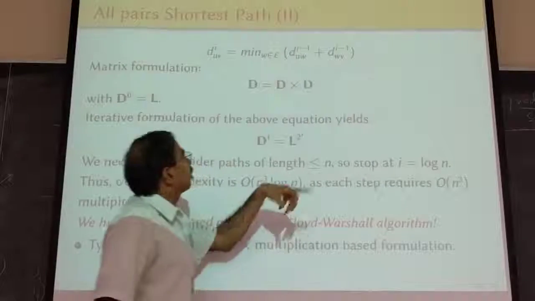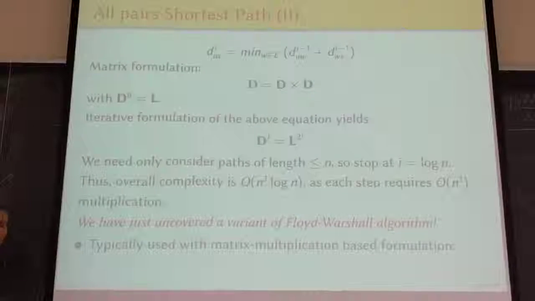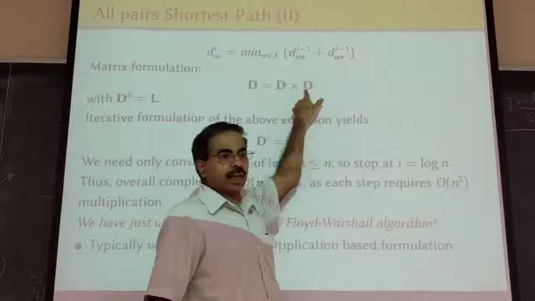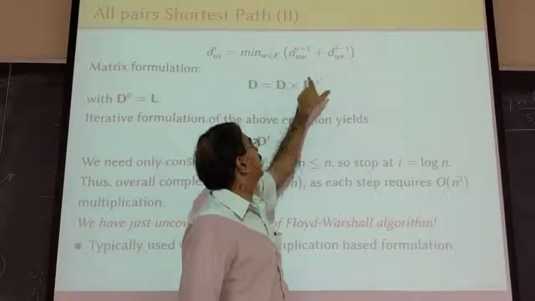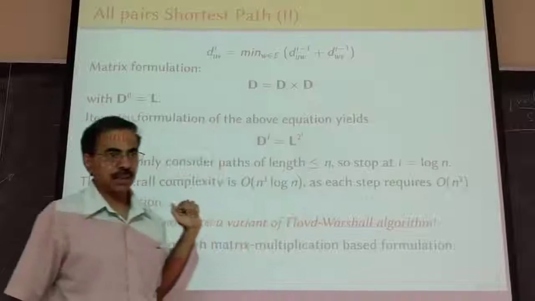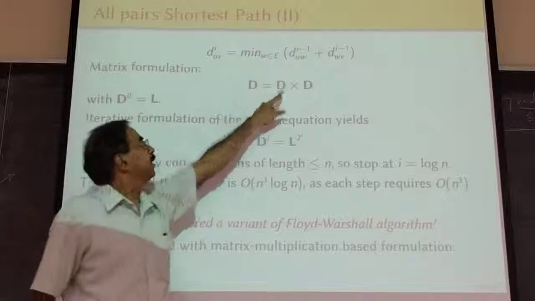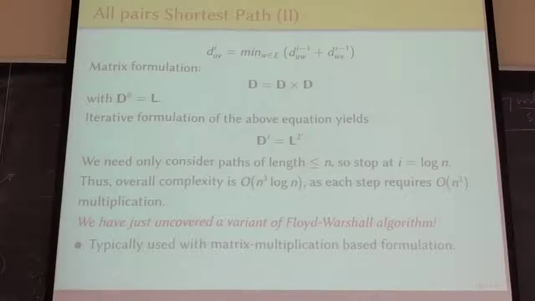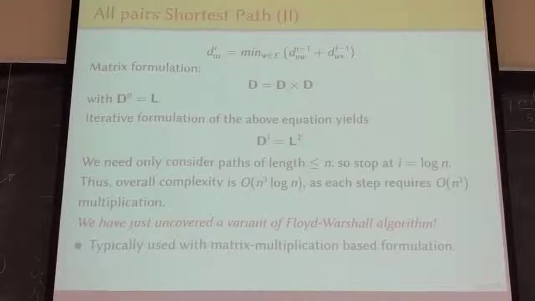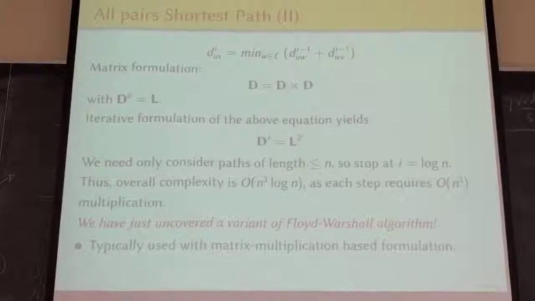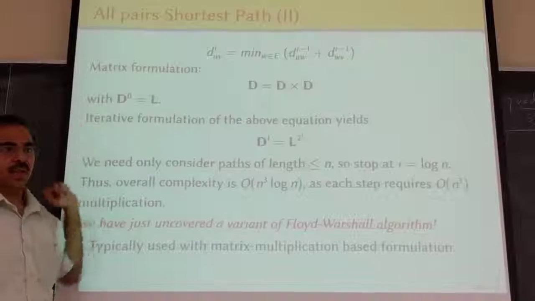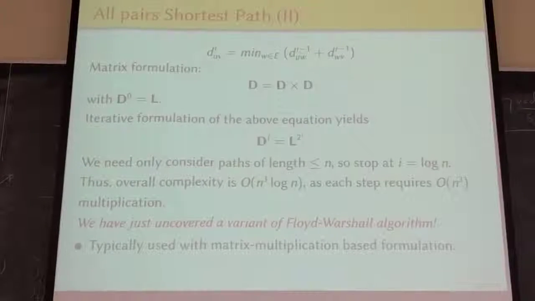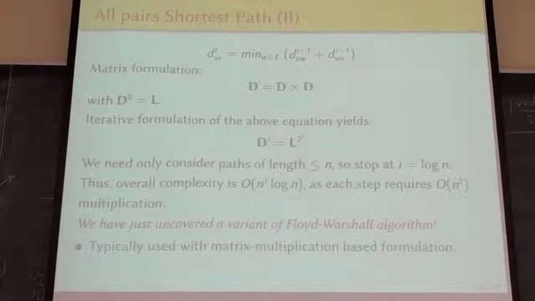We have this formulation. If we think of it in matrix form, remember that when we had D and L, it became D cross L. So when we have both D, it's just D times D. The recursive equation says D equals D times D with D0 equals L. What is L? L is the initial adjacency matrix, where you have the edge weights in that matrix.